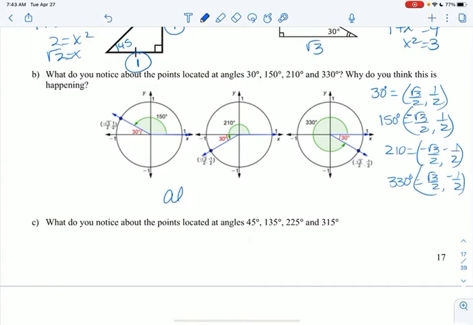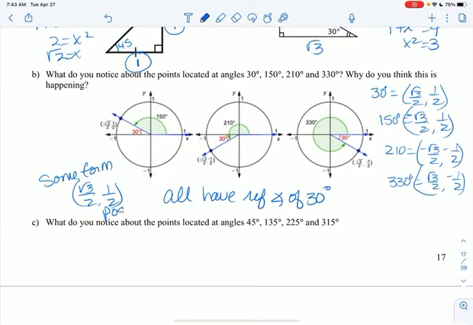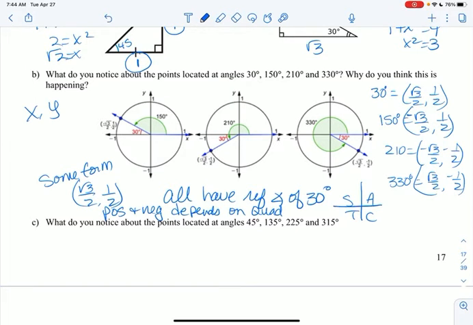Okay, they all have a reference angle of 30 degrees. They're all going to be some form of radical 3 over 2 and 1/2. The positive and negative depends on the quadrant that they're in. Okay, and what's that quadrant going to be? Remember, all students take calc. So that will determine that. And remember, the x and y: x is your cosine and y is your sine. So there we go.